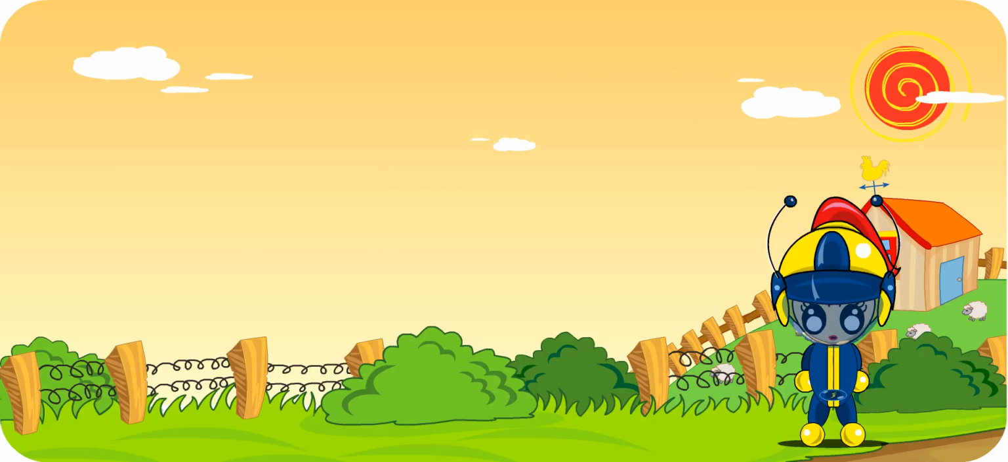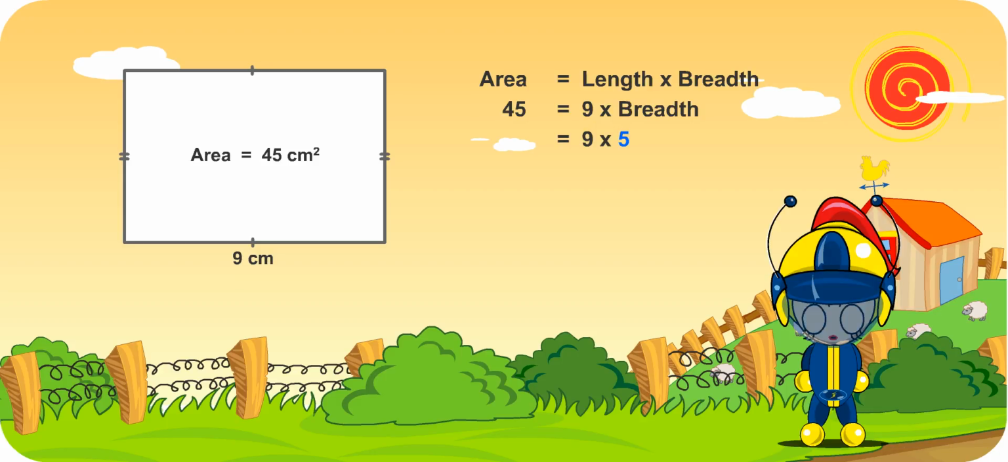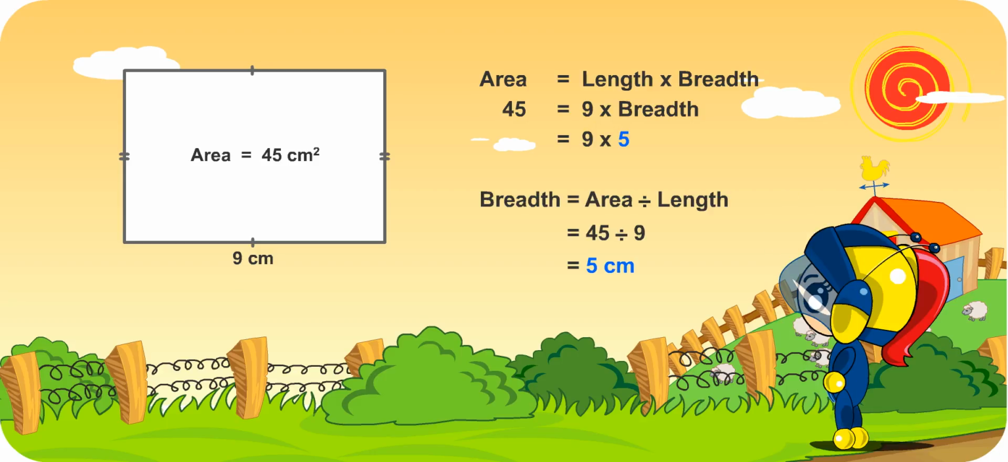Let's look at this figure. Can you solve it? Length times breadth equals area. 9 times breadth equals 45. Since 9 times 5 equals 45, the breadth is 5 centimeters. Good. From here, we can tell that breadth equals area divided by length, which is 45 divided by 9, which gives us 5 centimeters.